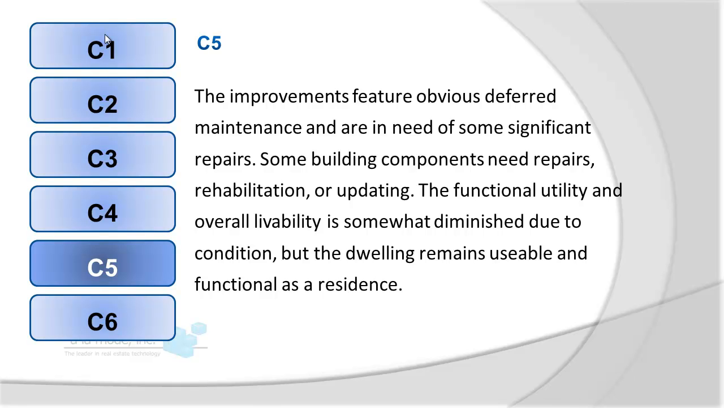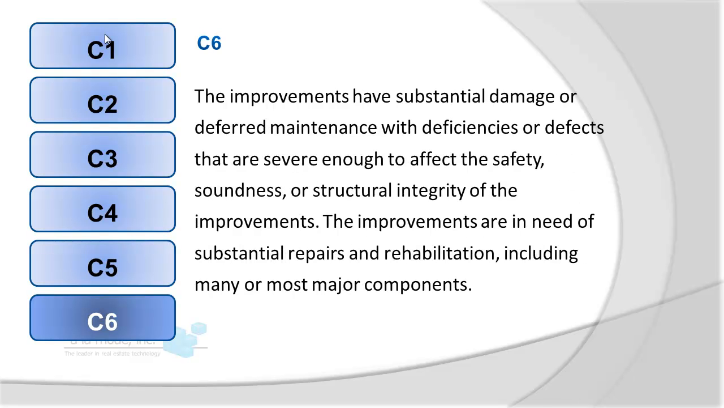Let's look at C5. Obvious deferred maintenance, some significant repairs, and the last sentence will help you with this one as well. The functional utility and overall livability is somewhat diminished due to condition, but the dwelling remains usable and functional as a residence. C6. Substantial damage or deferred maintenance with deficiencies or defects severe enough to affect the safety, soundness, or structural integrity of the improvements.